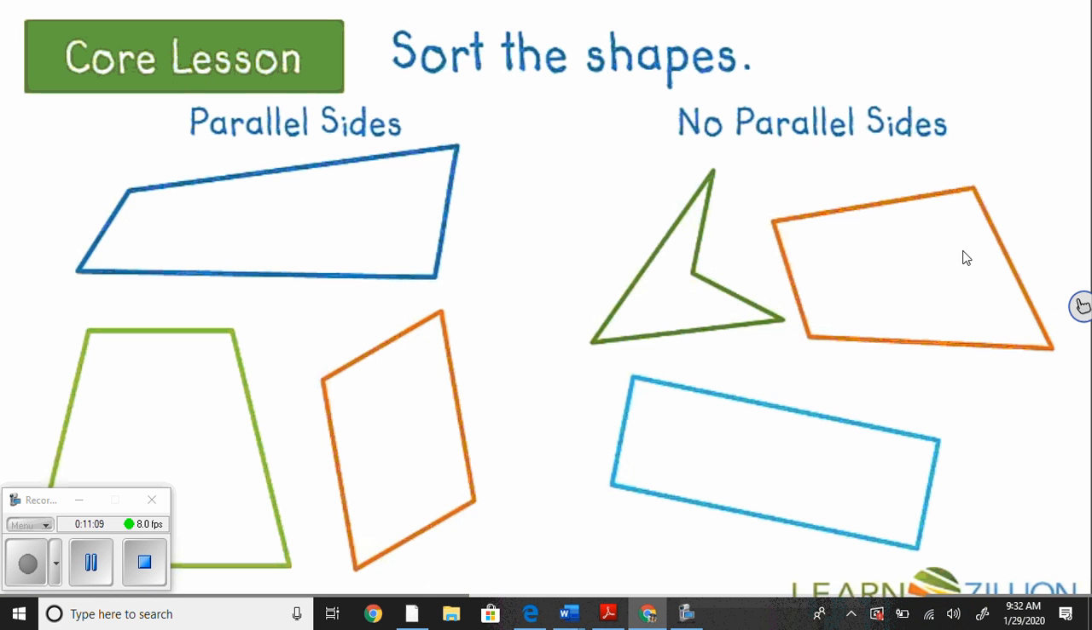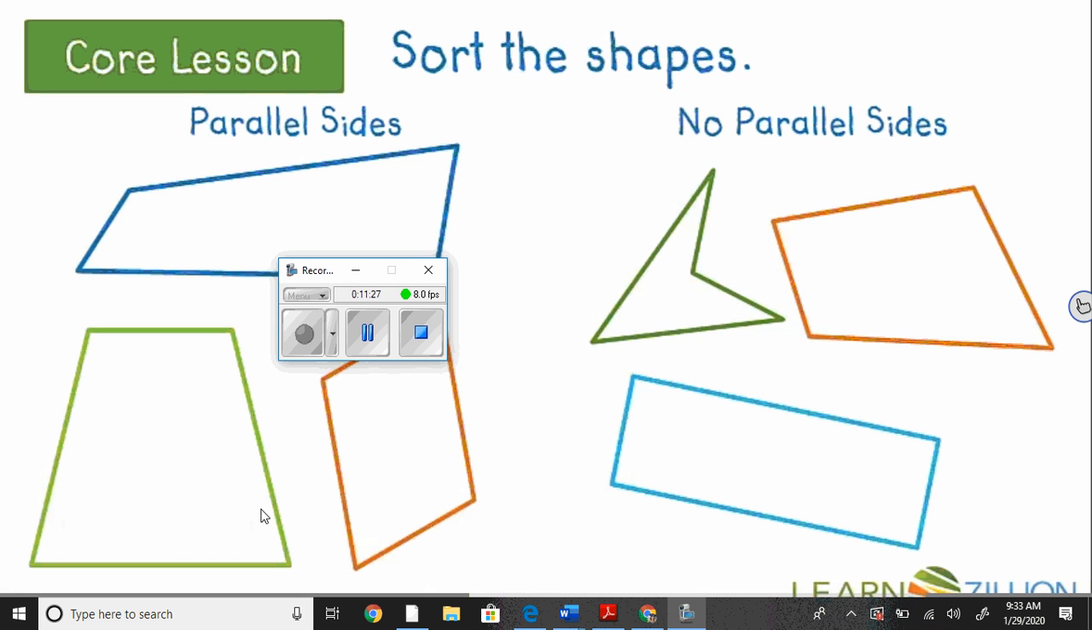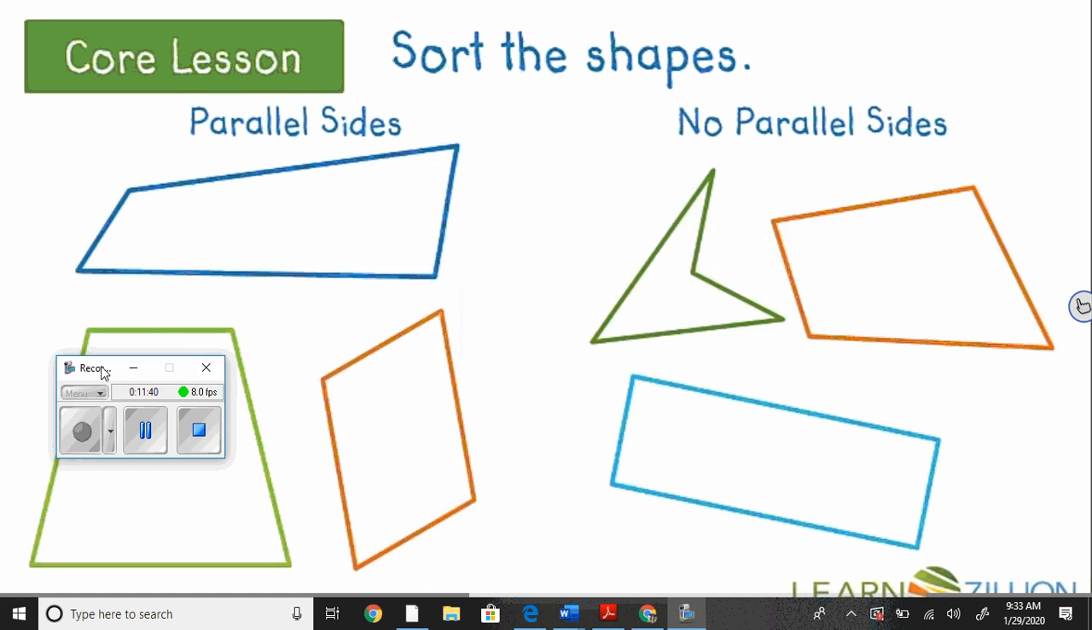This one? Which sides are parallel? The left and right? Yeah, those look to be parallel. Good eye. Lily? The light green one. Yeah, we know this shape. Here, I'll move my recorder box. What is this shape right here? A trapezoid. Which sides are parallel? The top and bottom. The top and the bottom are parallel. Very good.